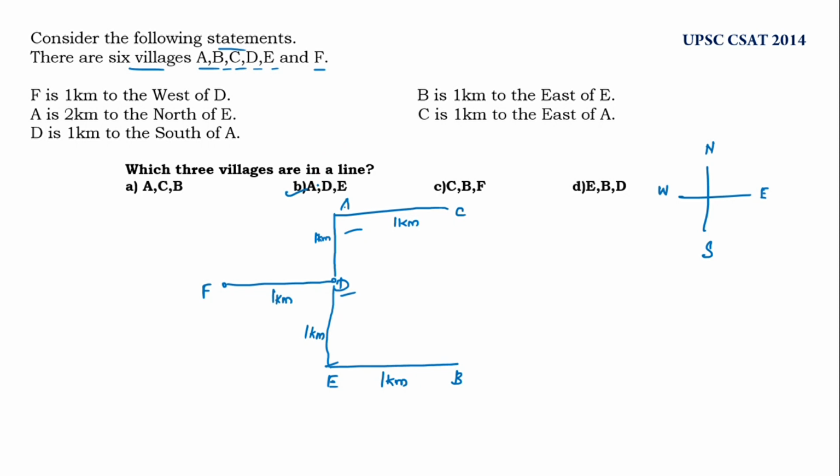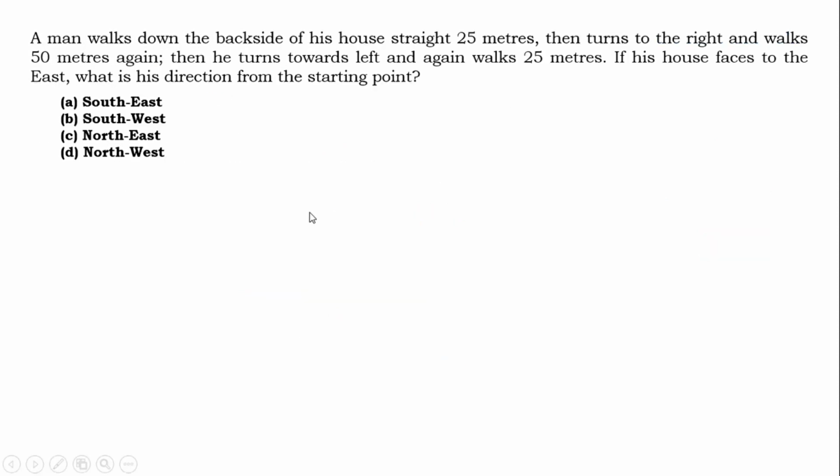Moving on to the next example. A man walks down the backside of his house straight 25 meters, then turns to the right and walks 50 meters again. Then he turns towards left and again walks 25 meters. If his house faces to the east, what is its direction from the starting point?